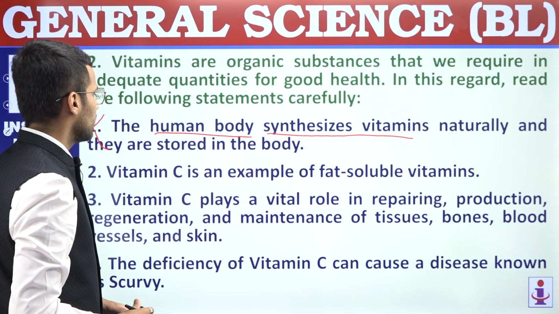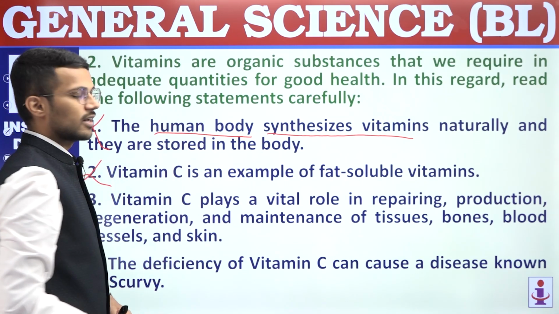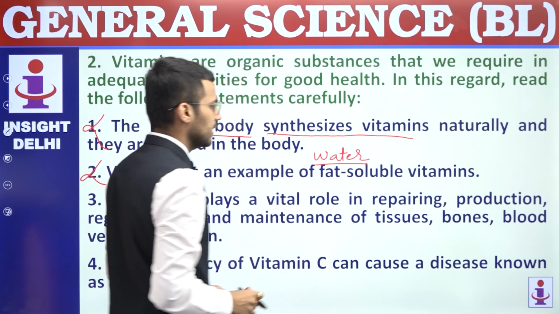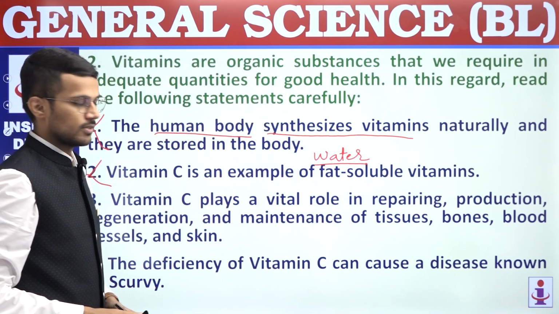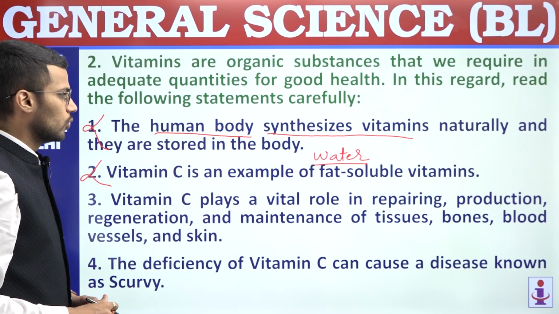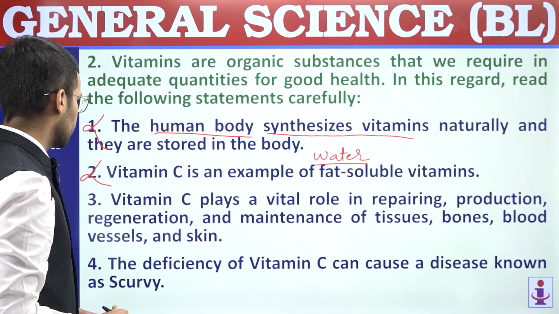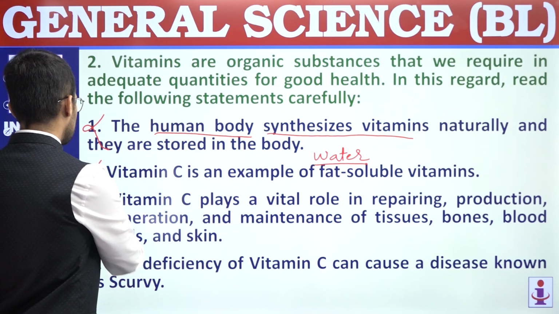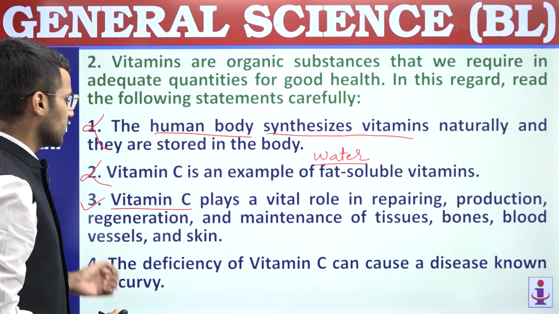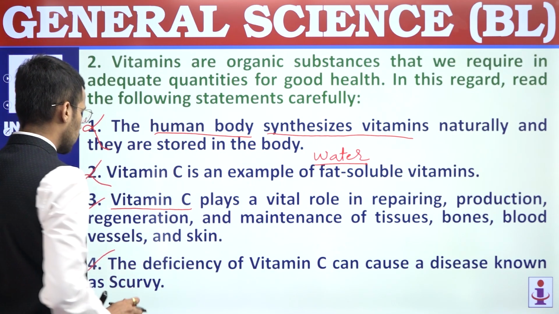Second, vitamin C is an example of a fat soluble vitamin. Again, this statement is incorrect because vitamin C is not fat soluble, it is water soluble. Vitamin B and vitamin C are water soluble vitamins, so the second statement is incorrect. Third, vitamin C plays a vital role in repairing, production, regeneration and maintenance of tissues, bones, blood vessels and skin, right? This statement is correct. Fourth, the deficiency of vitamin C can cause a disease known as scurvy, right? This is also correct.